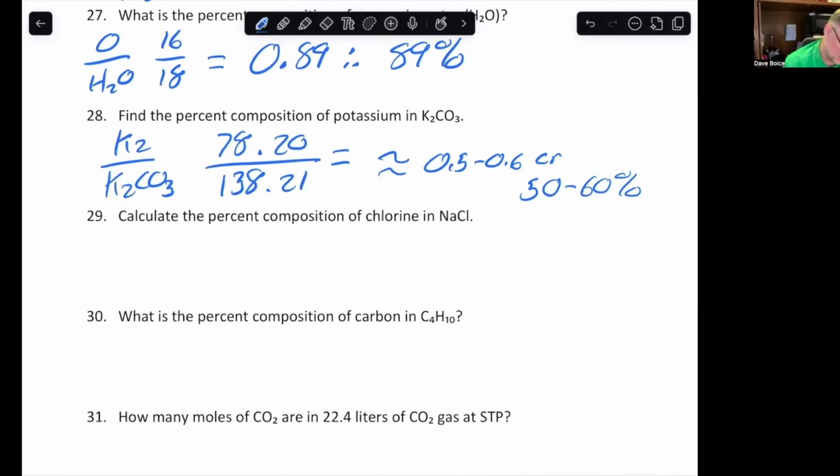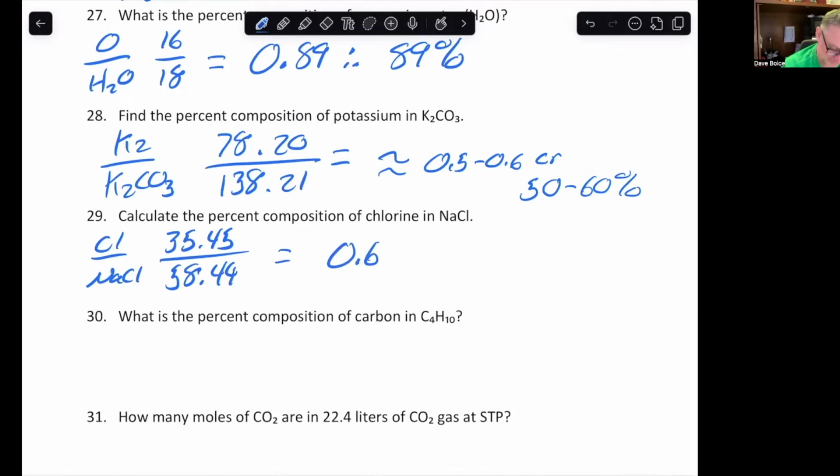Chlorine and NaCl, chlorine over NaCl, and 35.45 grams divided by 58.44 equals 0.6 to 0.65. Let's just say that. So between 60 and 65%.